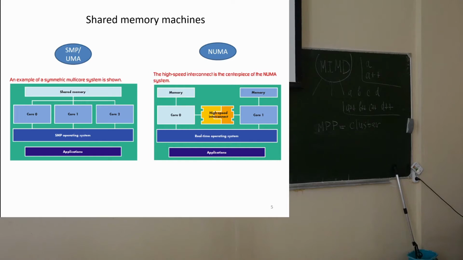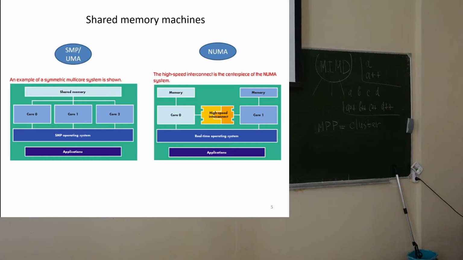This is uniform memory access. What does it mean? Because this connection is uniform, or the same, for each of the cores. Okay? Another subclass of shared memory is the non-uniform machine. Non-uniform. What does it mean?